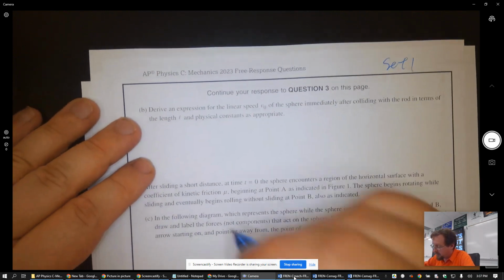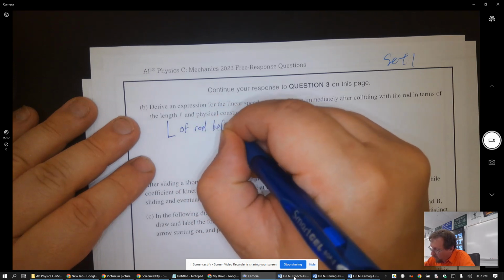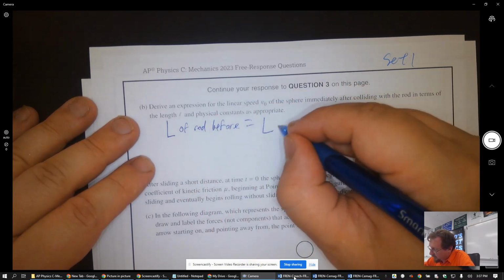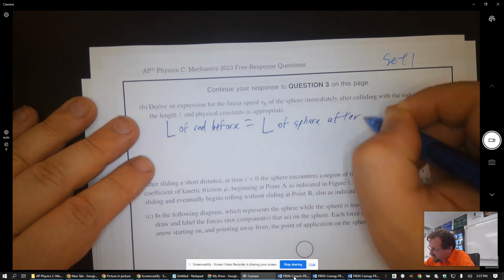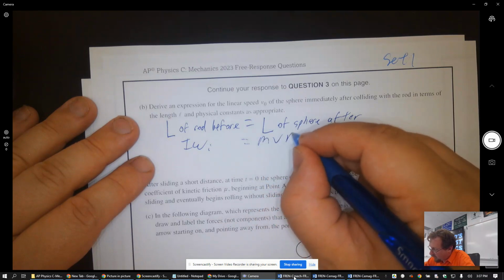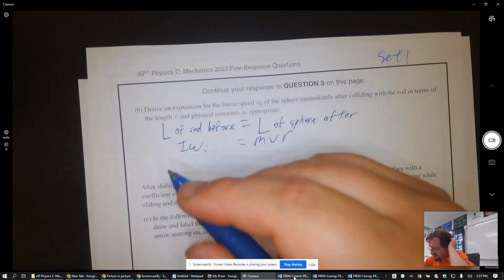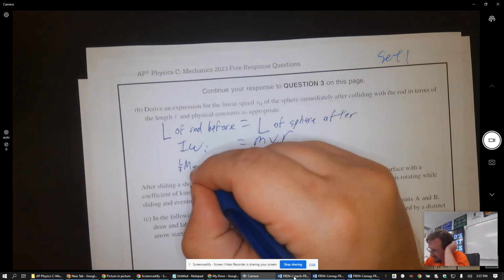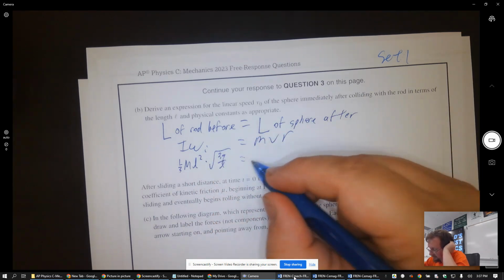Now we're going to do angular momentum. The angular momentum of the rod before is going to exactly equal the angular momentum of the sphere after. So this is going to be I omega initial, and this is going to be mvr. The sine of 90 is 1, so there's really no need for a sine theta here. This is 1/3 mass length squared, and this is the square root of 3g over L.